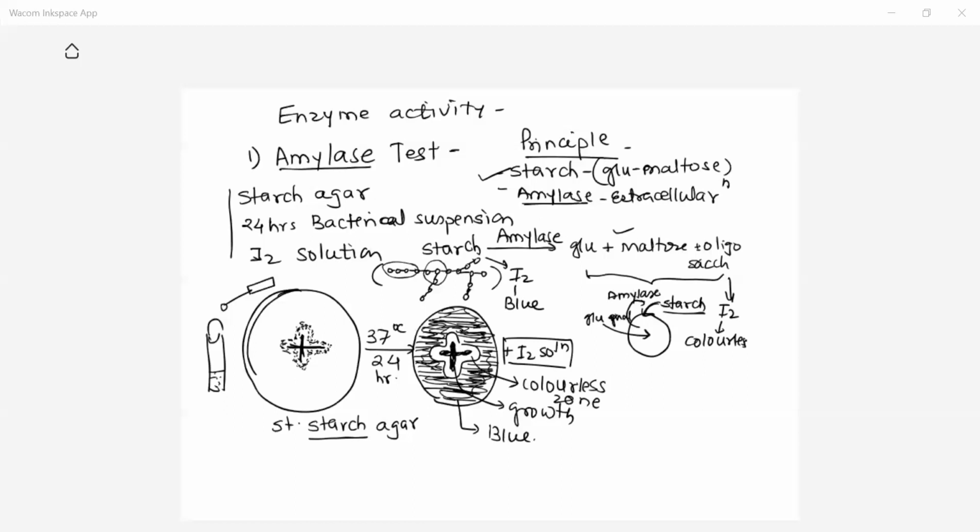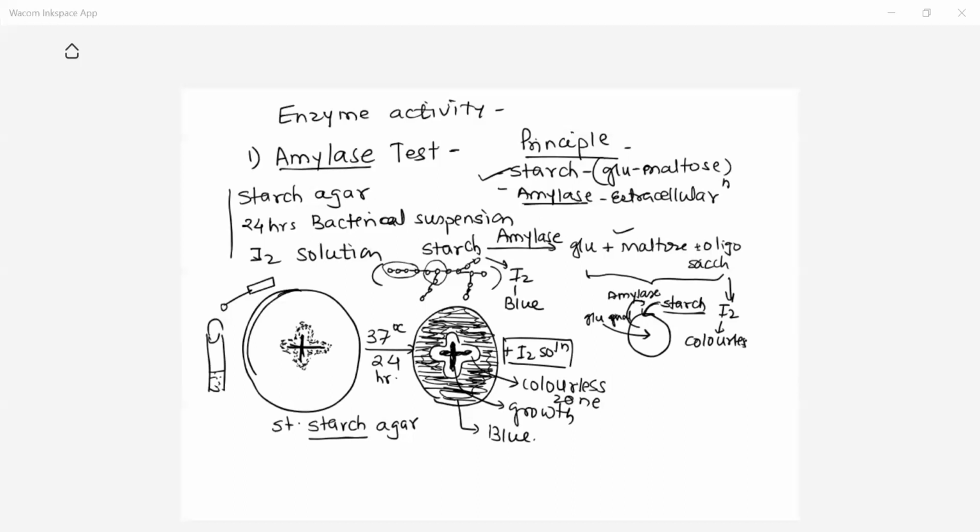So your observation is growth of the organism with a colorless zone around the growth, while the rest of the plate is blue upon iodine treatment. So if such a colorless zone is observed, it indicates that the organism produces the amylase enzyme, and that is how the amylase test is positive.